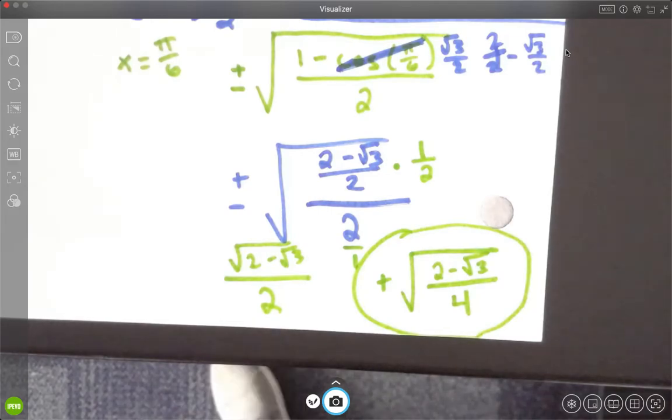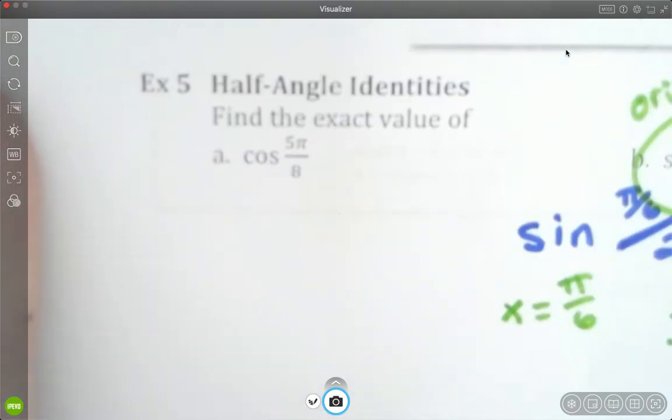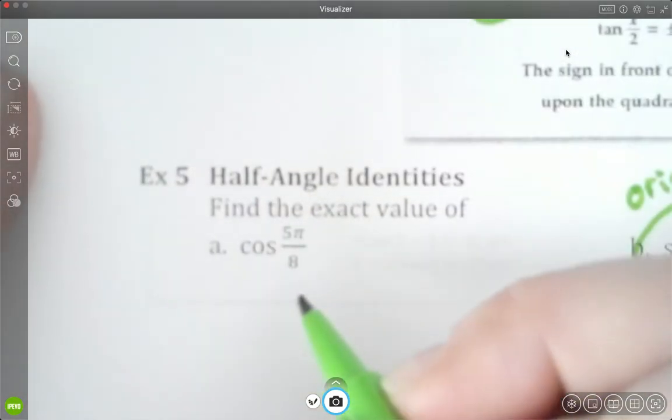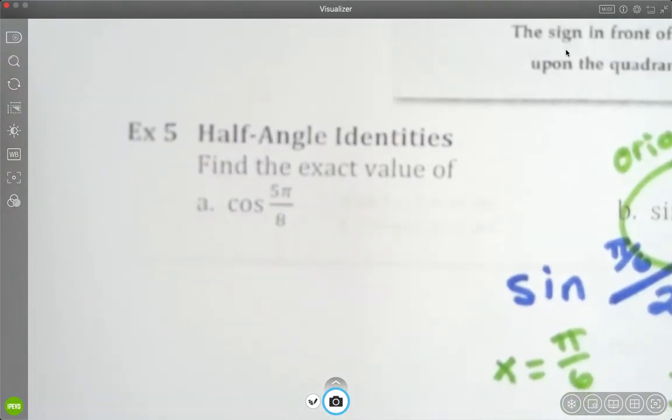Okay, cosine of 5 pi over 8. Do you have a 5 pi over 8 on your unit circle?